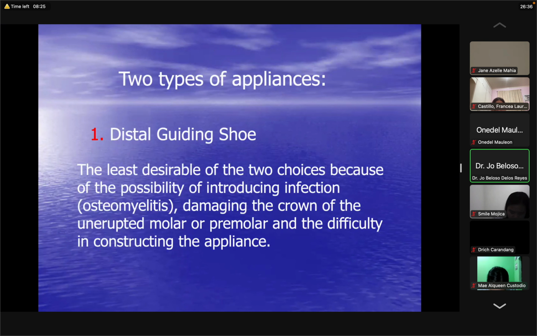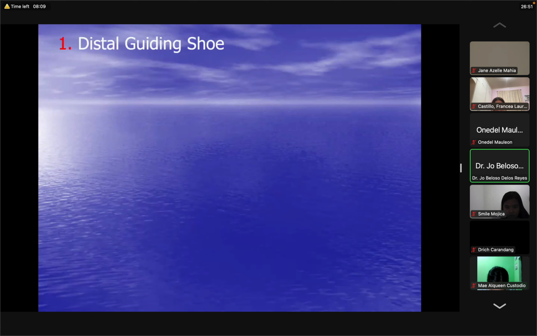Distal guiding shoe is the least desirable of the two choices because of the possibility of introducing infection or osteomyelitis, damaging the crown of the unerupted molar or premolar, and the difficulty in constructing the appliance.